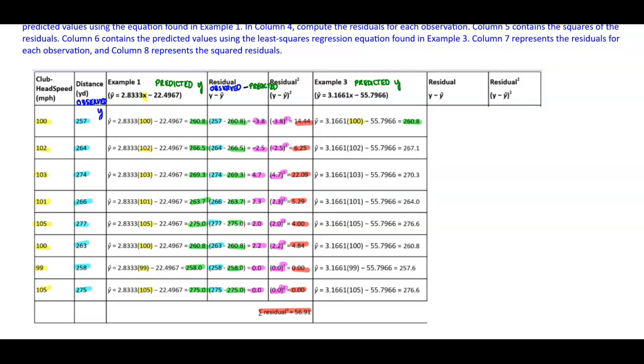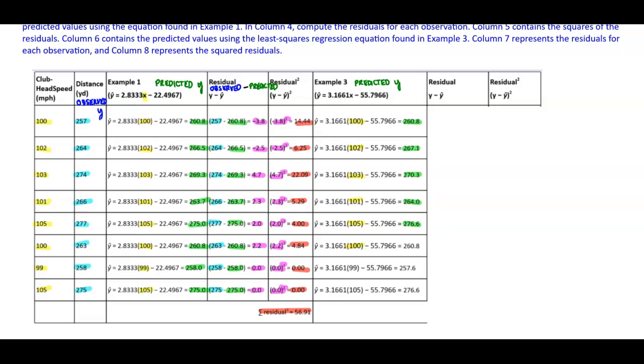So we plug in x into the equation, 3.1661 times 102 minus 55.7966 to give us a predicted value of 267.1. We plug in another value of 103 into that equation for example 3 to get a predicted value of 270.3. Again, plug in the same value of 101, and we're getting that from our first column here. Plugging that into the equation gives us 264 for the predicted value. Next, we plug in 105 for the value of x to get a predicted value of 276.6.